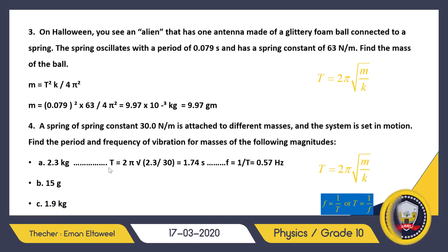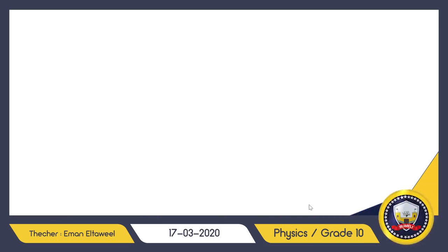Here is T equals 2 pi square root 2.3 is the mass, divided by 30, K, equals 1.74 seconds. And by calculating the F equals 1 over T means 1 over 0.74, it equals 0.57 hertz. So we are going to similarly do letter B and C the same way, by direct substitution in these two formulas for calculating the period, then calculating the frequency.